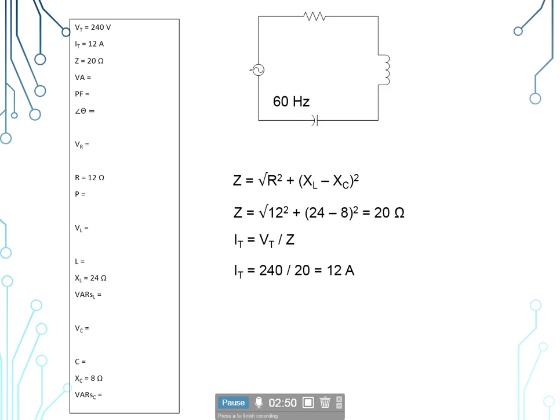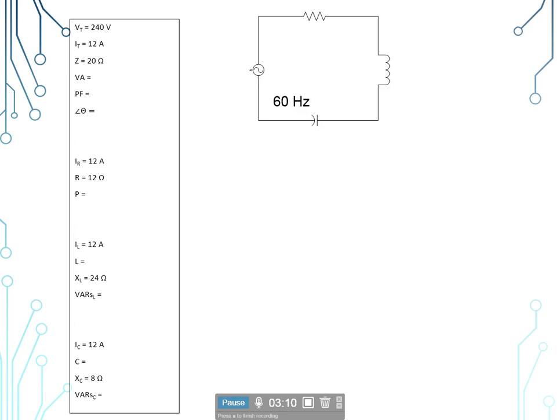Now, because this is a series circuit, and the current remains constant through all components in that circuit, we can say I sub t is equal to I sub r is equal to I sub L is equal to I sub C is equal to that same 12 amps. So we can go ahead and populate all of those with the 12 amps. Now we're going to be looking for a voltage drop at the resistor. So V sub r is equal to I sub r times R. That's Ohm's law again. So I sub r of 12 amps times our resistance of 12 ohms gives us a 144 volt drop at the resistor.